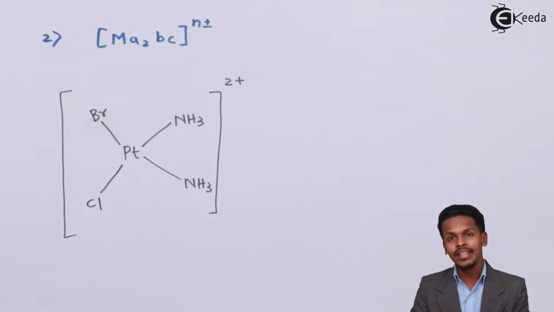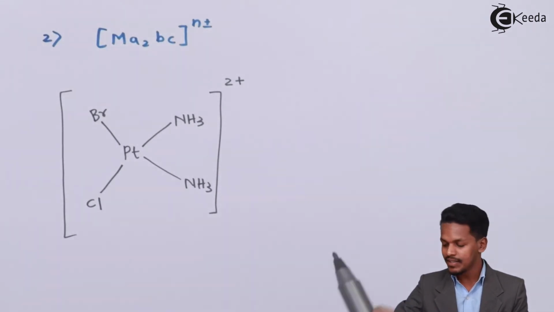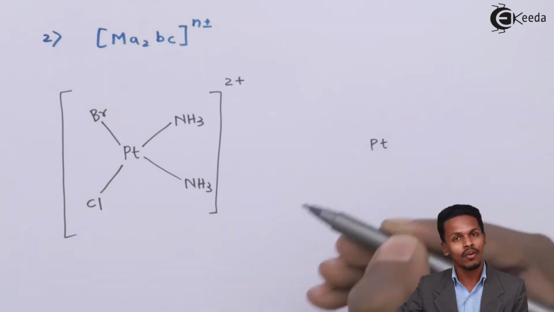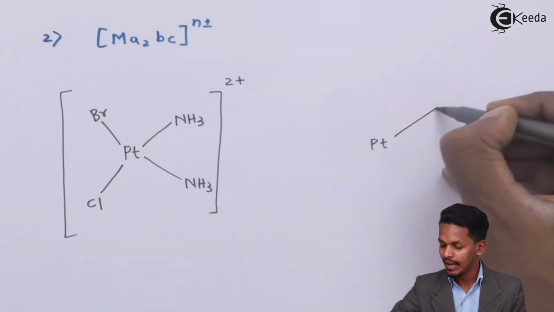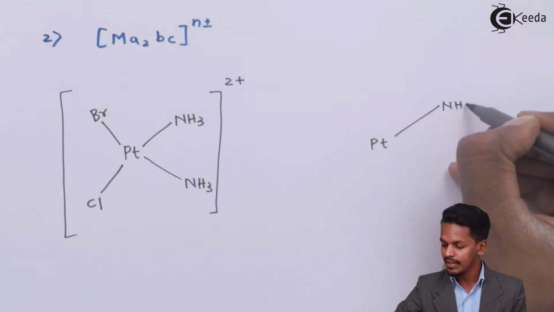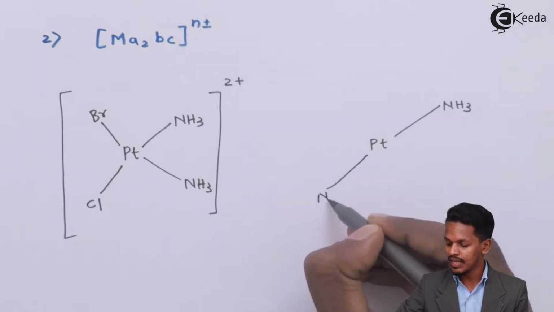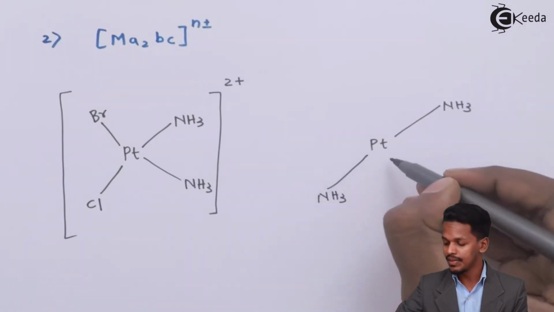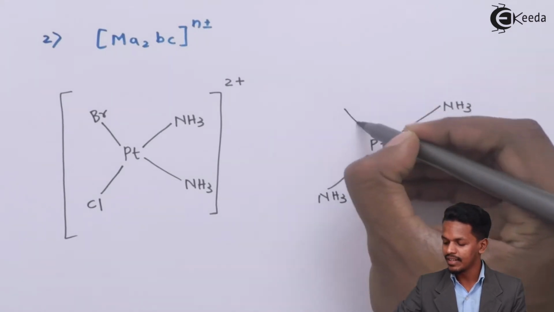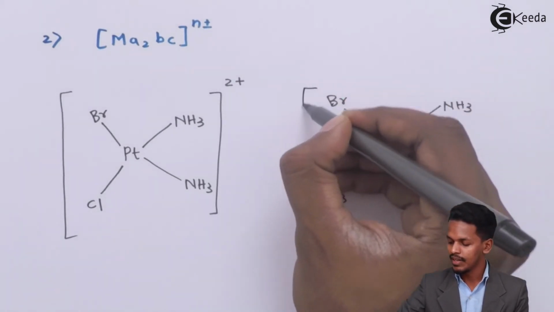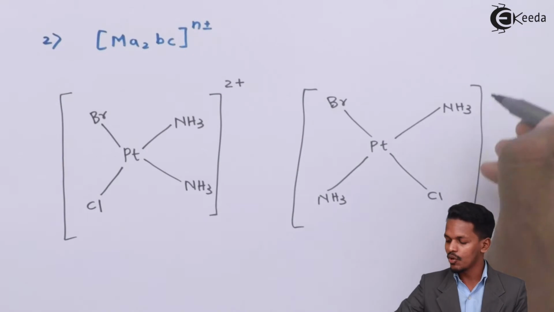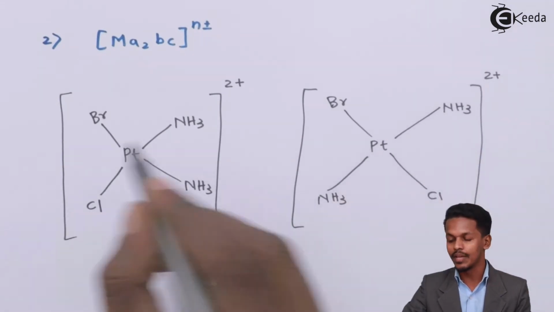But I could write another form of this formula, and that is platinum, which will always be in the center. In that case, suppose if this is NH3, and here also there is NH3, they are opposite to each other, and suppose here it is Cl and here it is Br. So this is another form of the complex, based on the same molecular formula.